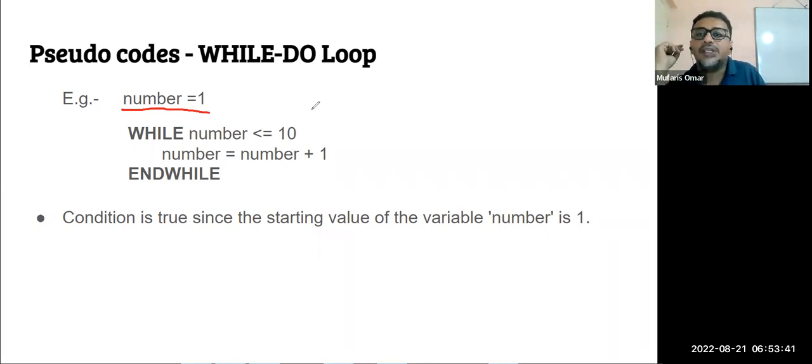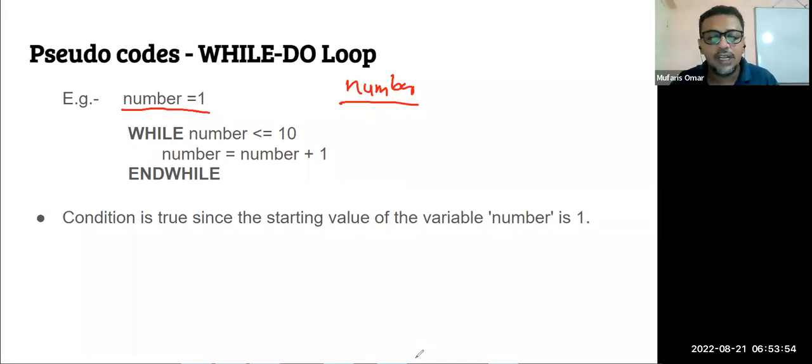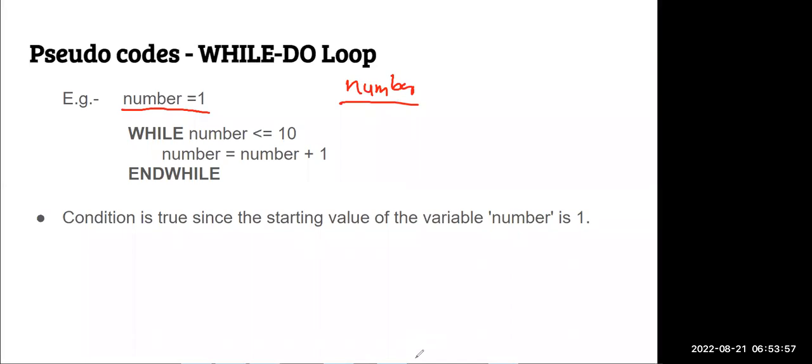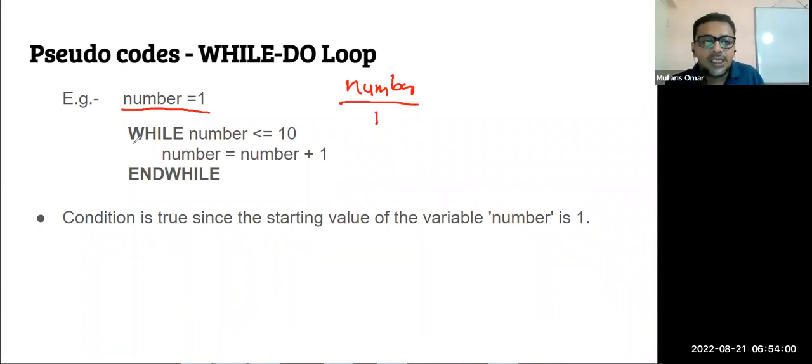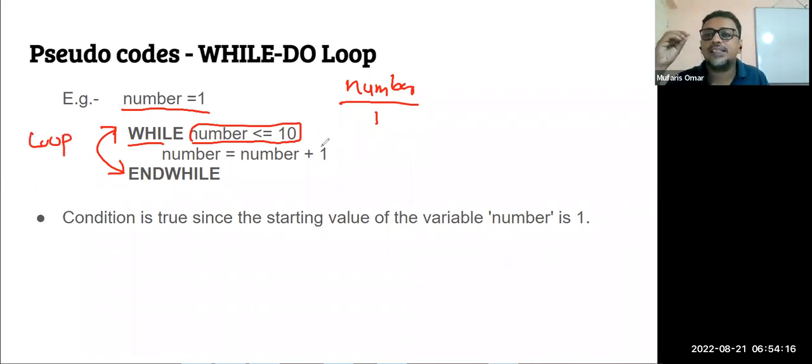Now look at this. Initially, when you start the program, you have the number variable. What is the value of number when you start the program? One. Now this condition will be checked. The while means it checks the condition initially, before entering into the loop. This is your while loop. So before going into the loop, the program will check the condition: number less than or equal to 10.